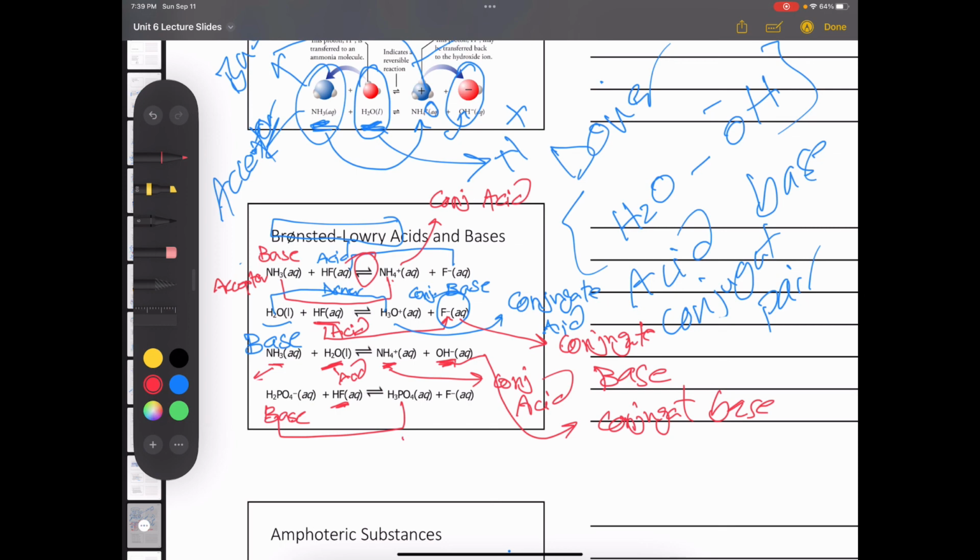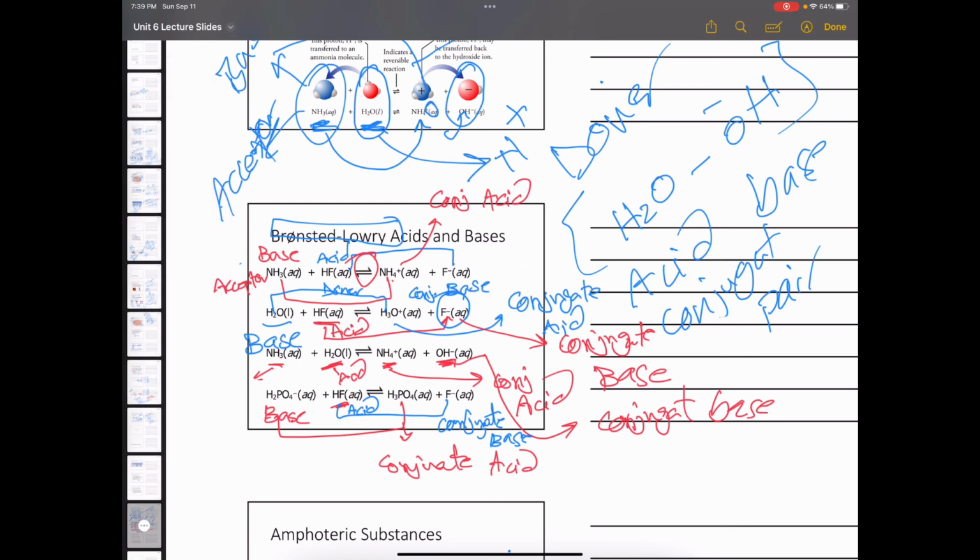And this will be the conjugate acid. Let's look at the hydrogen fluoride. Hydrogen fluoride is the acid. This will be the conjugate base. So this is how we identify the acid and the base based on the Bronsted-Lowry definition.